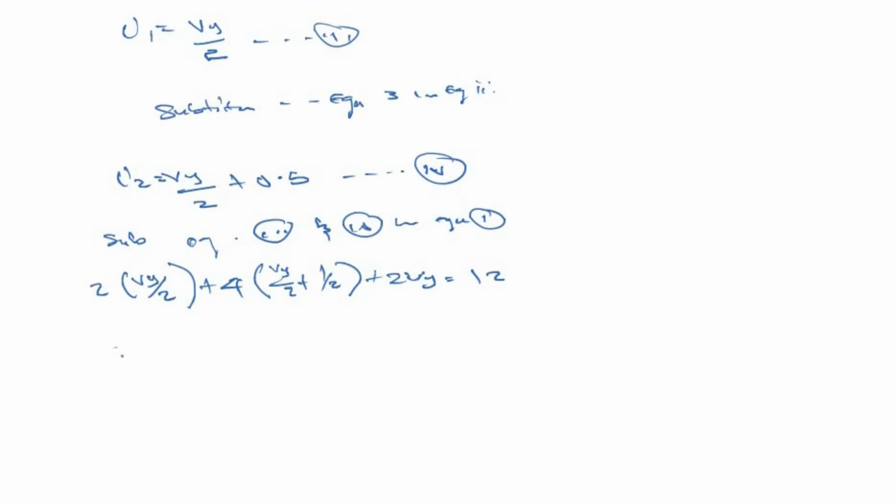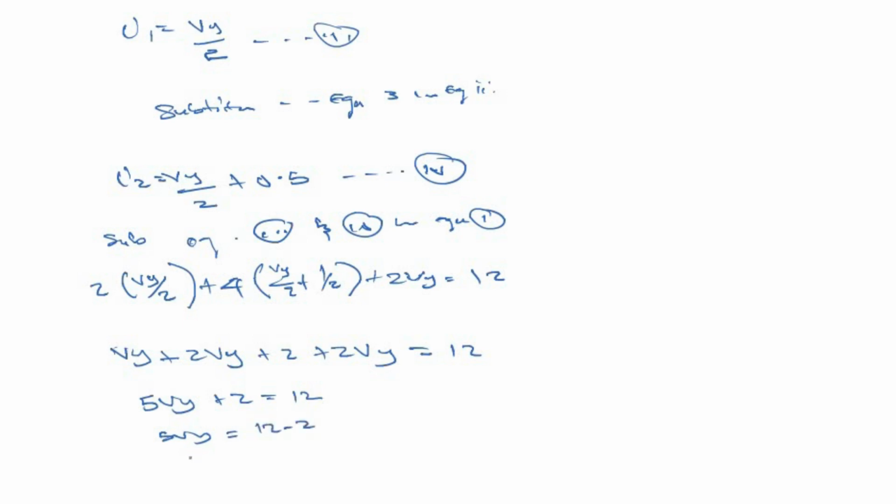So now, further simplifying, we are going to have Vy plus 2Vy plus 2 plus 2Vy is equal to 12. So now we can sum all the Vy's together. If you sum everything, we are going to have 5Vy plus 2 is equal to 12. So we now have 5Vy is equal to 12 minus 2. Then 5Vy is equal to 10.